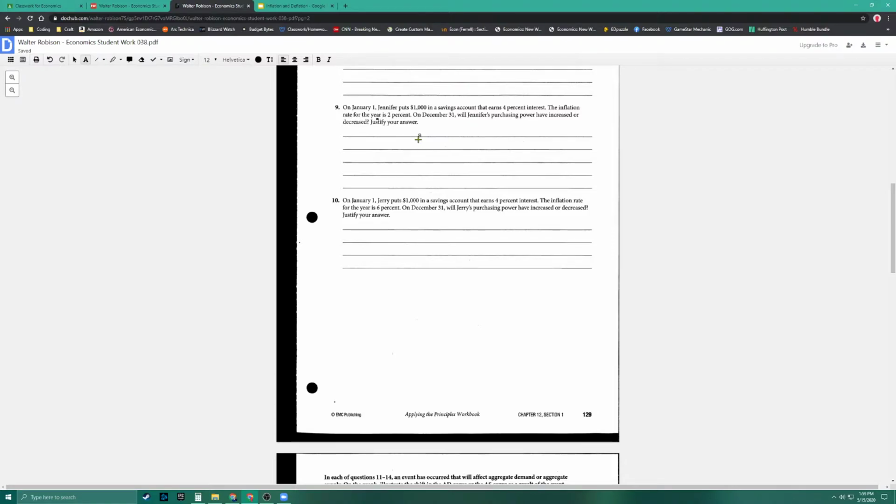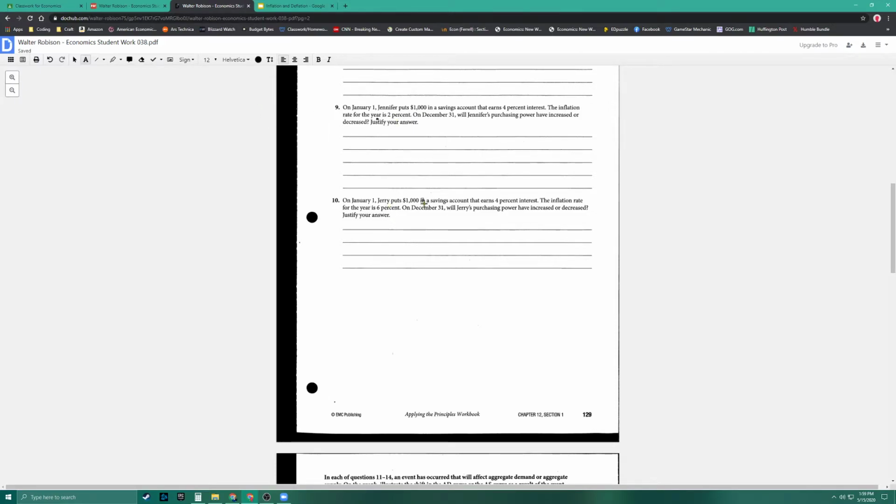Well, it's pretty obvious here, right? She's got $1,000. She's earning 4%. Inflation is 2%. She's still in a positive number. Is she going to make 4% interest? No, not when it's adjusted for inflation. She's only making 2%. But at the end of the year, Jennifer has increased buying power because her $1,000 is still worth 2% more than what the inflation rate is. So good for Jennifer.